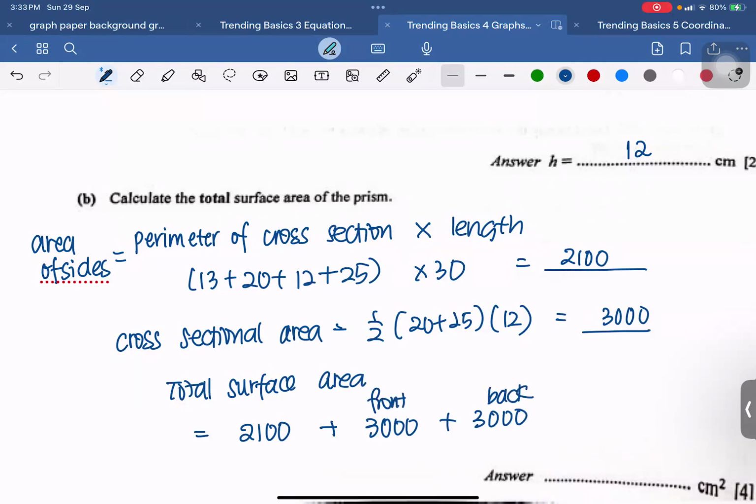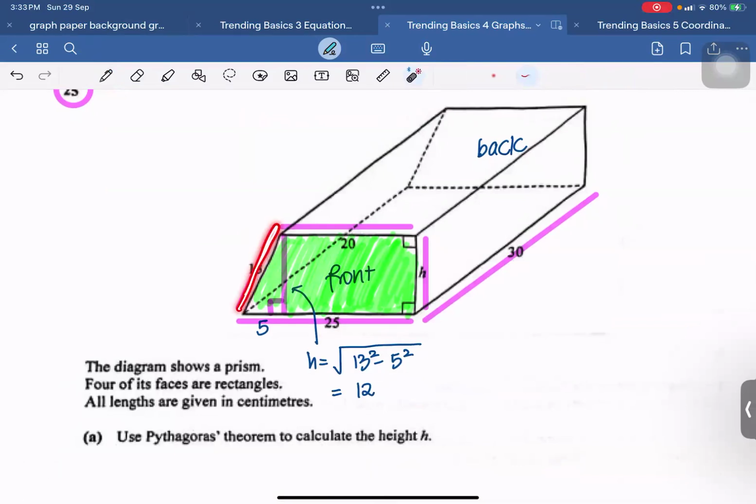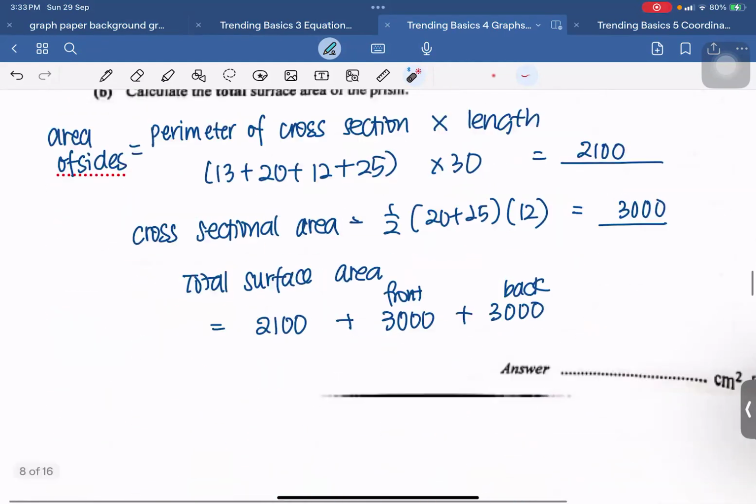Okay. So total surface area, you can take all the different sides. If you don't want to count the perimeter, you can do 13 times 30, 20 times 30, 12 times 30, 25 times 30. You add up all the area of the rectangles over here. Then you add the front and you add the back. You can get your total surface area as well. Okay, but since I'm looking at the prism, I should extend a little bit.